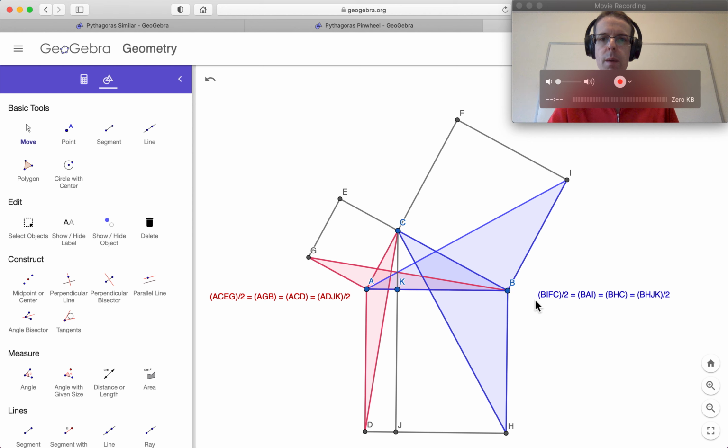HB agrees with AB because they're both part of the same square, ABHD. So AB and HB are the same in length. BI and BC are the same in length. And the angles that each of these triangles makes at B are equal. This angle is 90 degrees plus this unknown part. And the angle made here is 90 degrees plus this same unknown part. And so the angle made at B in this triangle and the angle made at B in this triangle agree.